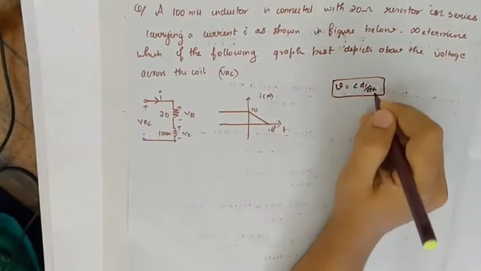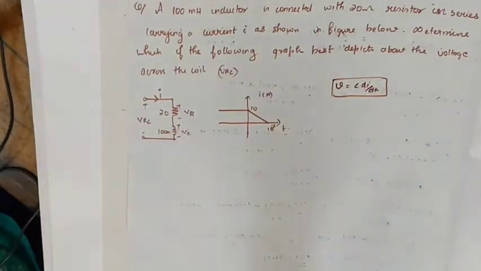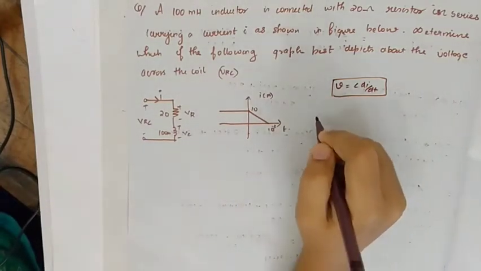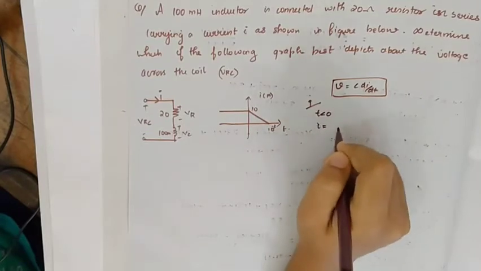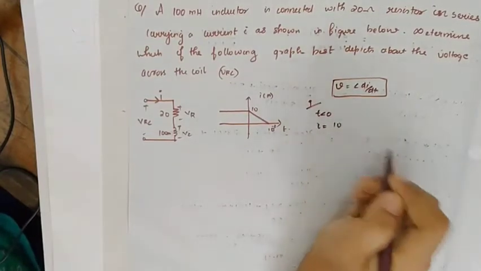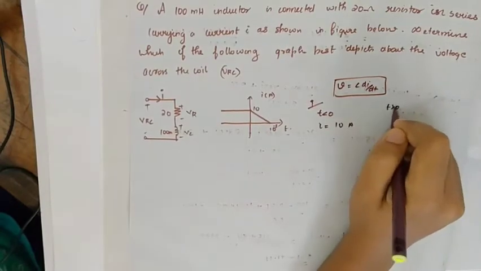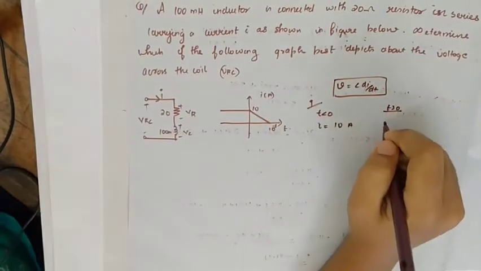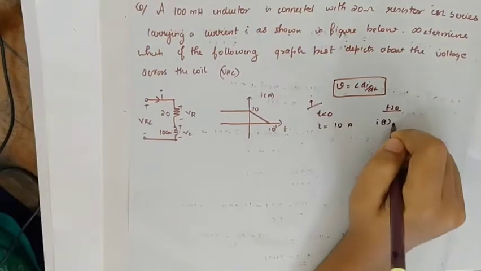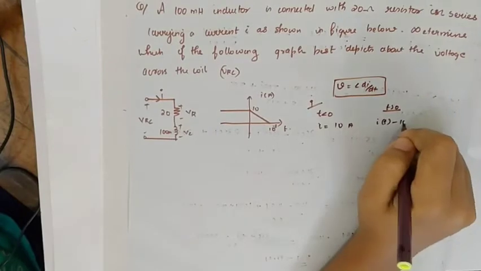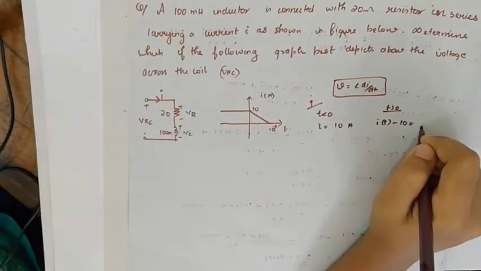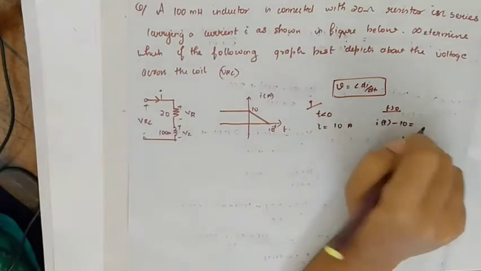For finding di by dt, we have to find the equation of the current. For t less than 0, I is equal to 10. For t greater than 0, it is a decreasing slope, so I of t minus y1, starting from y1 is 10, equal to m, where m is the slope, equal to y2 minus y1 divided by x2 minus x1.